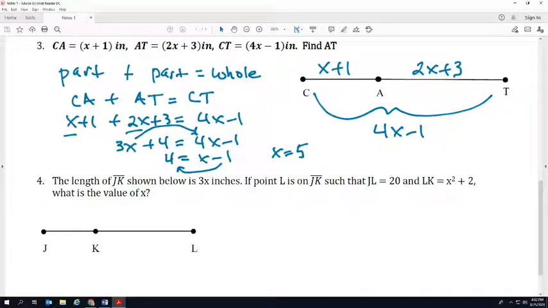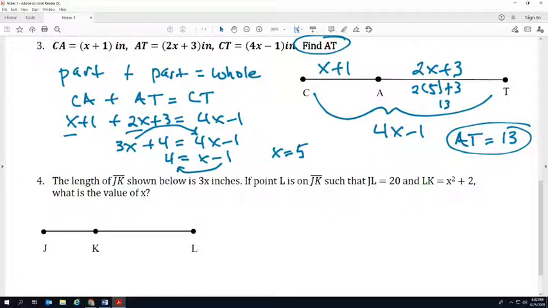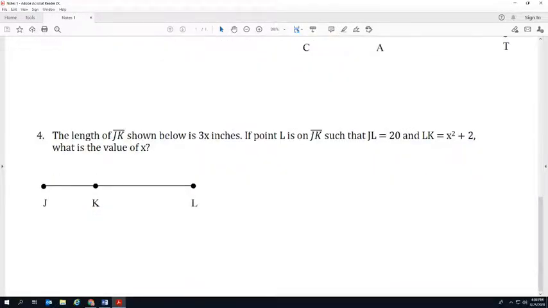Now again, it didn't ask me for x, it asked me to find AT, so I've got to plug that in. 2 times 5 plus 3 gives me 10 plus 3, which is 13. So AT equals 13, and that's my answer. I moved that down a little bit so it erased what I just did, but you can rewind if you need to see it again.